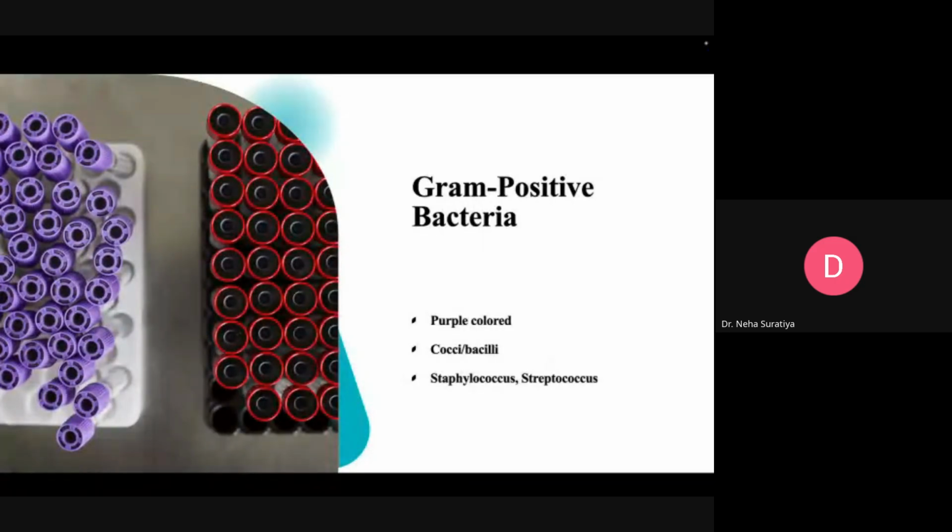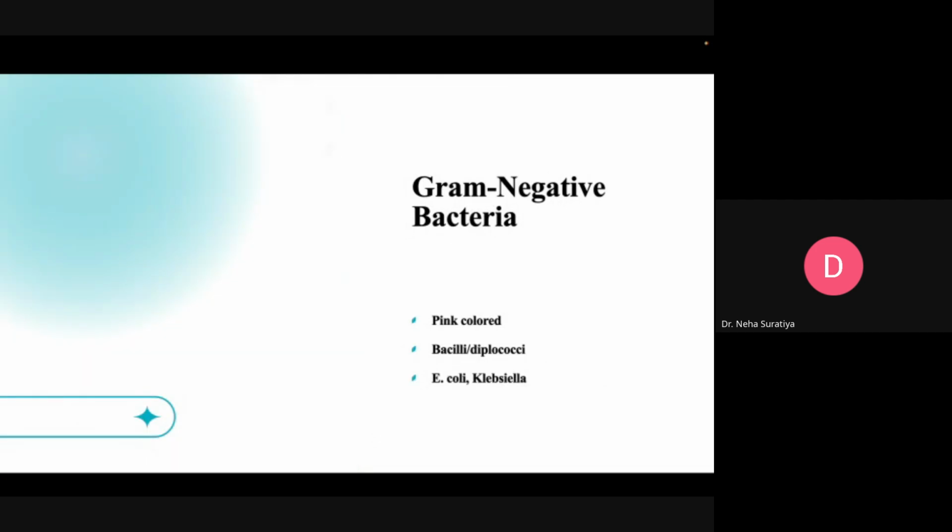Don't worry if you are not able to understand it, because in upcoming slides we have these things in detail, how to interpret. For now, understand gram positive bacteria. And gram negative, on the other hand, turns pink; it appears pink in the microscope. Some examples: we have bacilli, diplococci, pseudomonas, klebsiella, E. coli, acinetobacter. These are all examples of gram negative. E. coli is one of the major ones. I hope you have an idea about it, right?